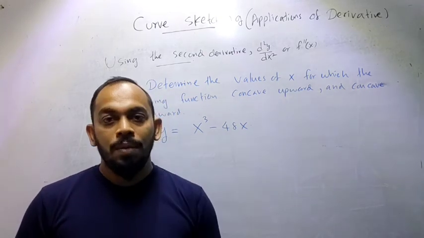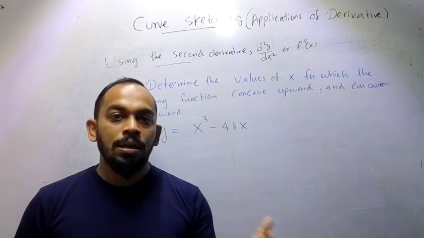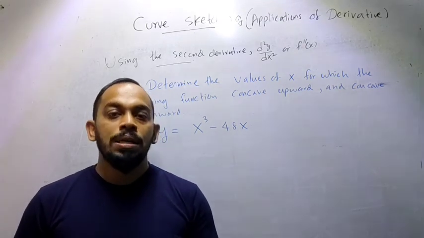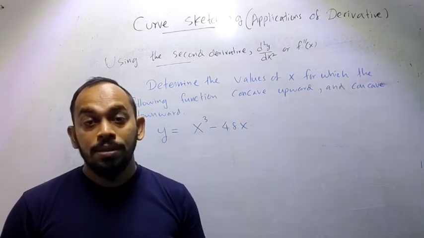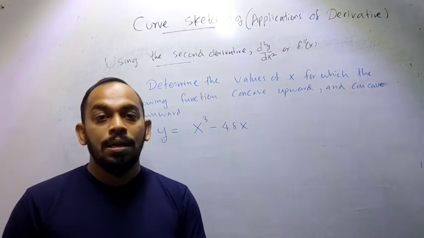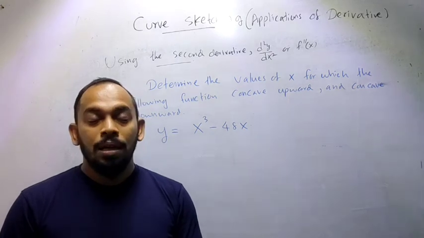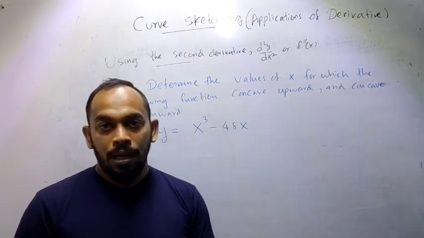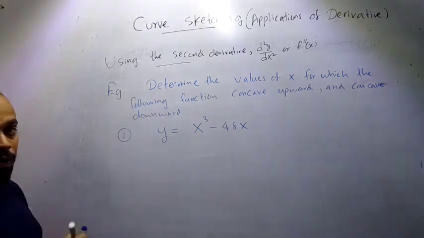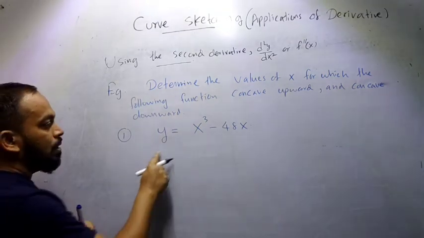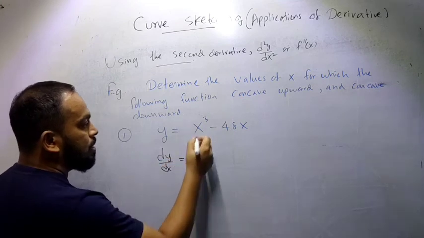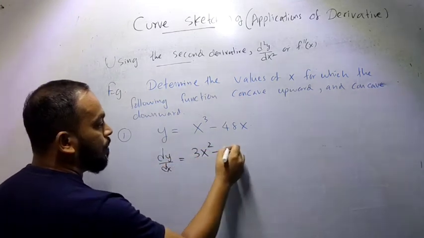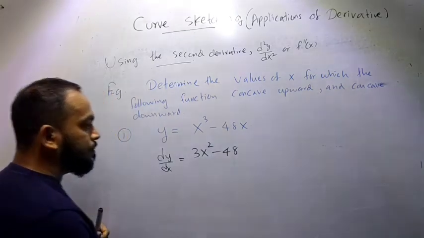The first derivative can be used to find the turning points and one type of inflection point. The second derivative can be used to find the concavity of the function, and also another type of point of inflection, right? So we'll get to point of inflection later. Now what is the first derivative? dy by dx is 3x squared minus 48.